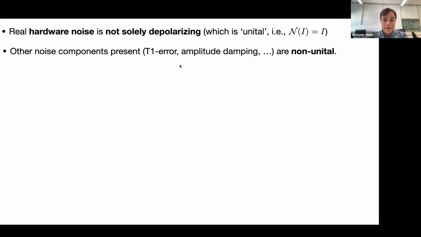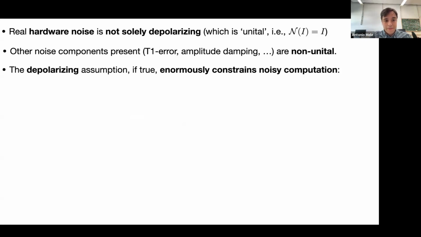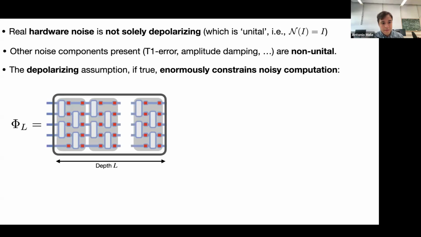That means that if we give the identity as input, we will have a linear combination of not only the identity, but also other Paulis. And if the depolarizing assumption is true, it enormously constrains noisy computation. And we will see precisely what this means now.